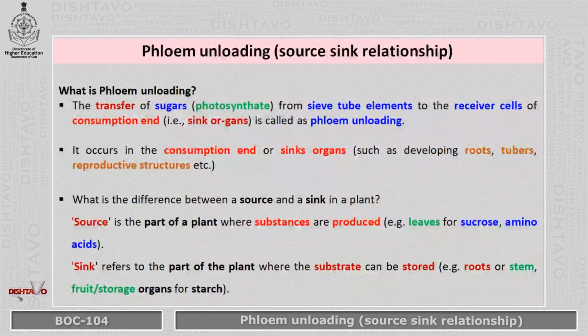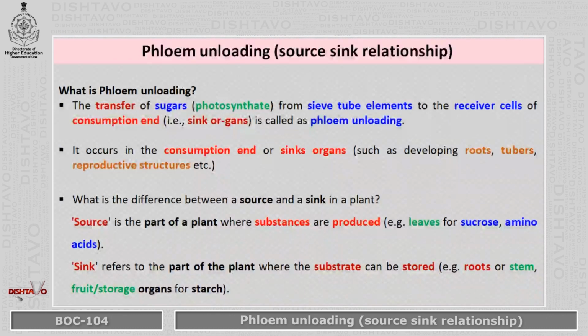Let us go into the phloem unloading. What is phloem unloading? The transfer of sugars, that is photosynthate, from sieve tube elements to the receiver cells of the consumption end, that is sink organs, is called phloem unloading. It occurs in the consumption end or sink organs such as developing roots, tubers, reproductive structures, etc.